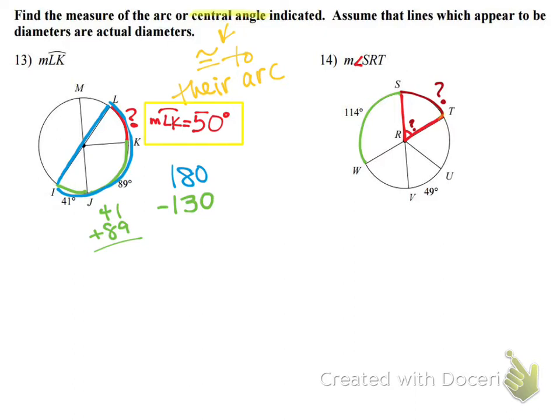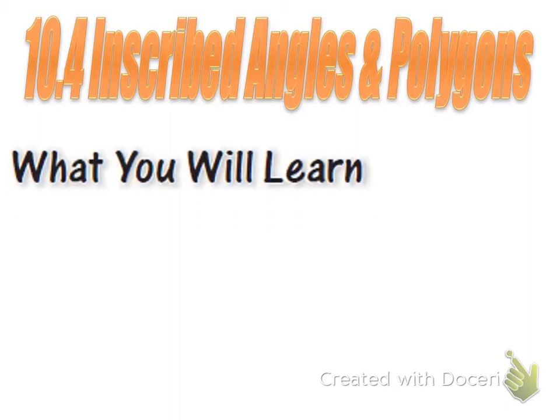What else is helpful to find the measure? We got a semicircle. We got a diameter, which splits the circle in half. So then how do I find the missing piece? Correct. 180 minus 114, which makes 66 degrees. Because if the arc is 66 degrees, the angle is also 66 degrees. Because what kind of angles were these? Central angles.